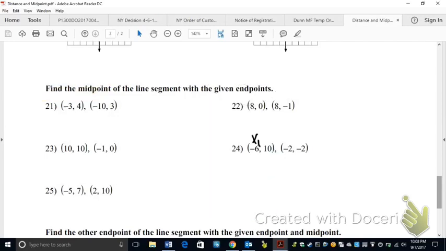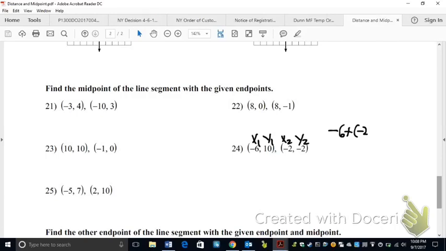Let's look at 24. We have 6, negative 6, 10, and negative 2, 2. So I'm going to go just left to right, x1, y1, x2, y2. And then plug it into my equation. Remember, my equation is x1 plus x2 over 2. That gives me the x value of my midpoint. And then y1 plus y2 over 2. That gives me the y value of my midpoint.